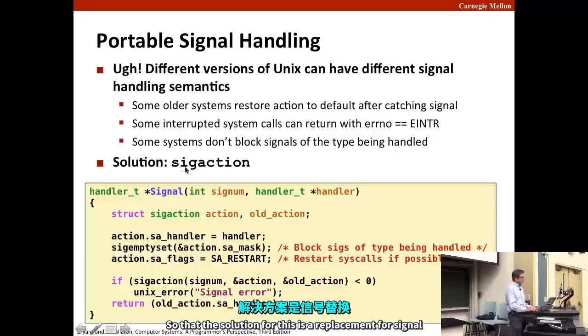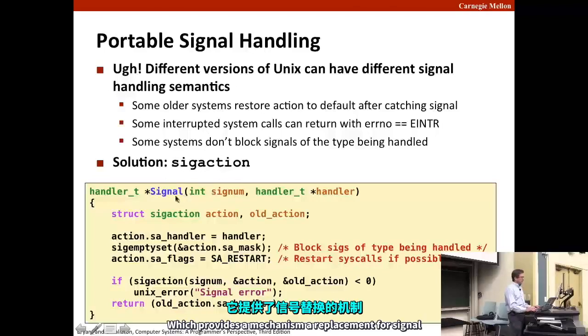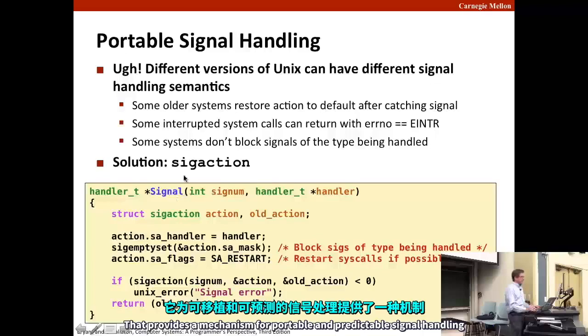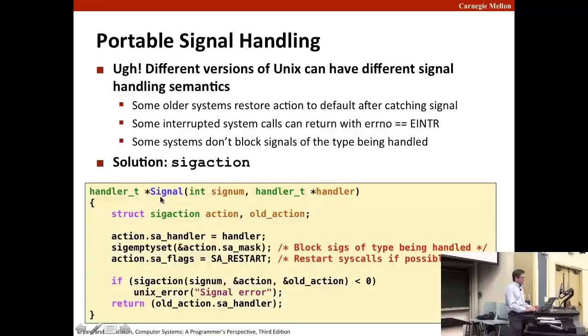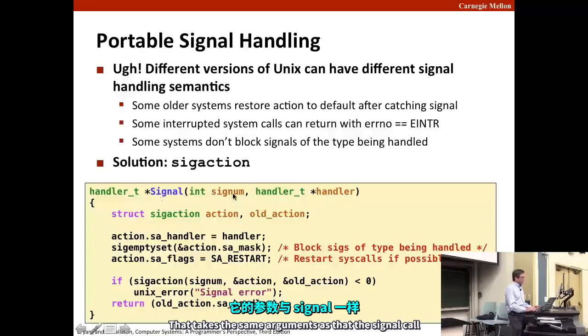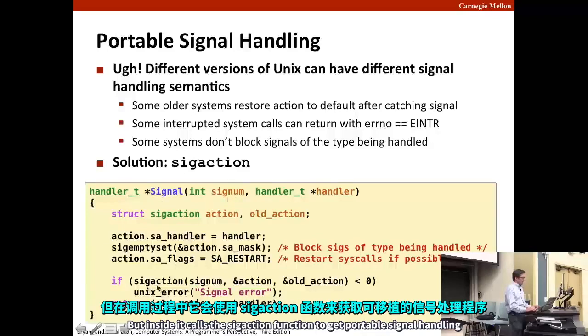So the solution is a replacement for signal. The problem is with this signal syscall, and the solution is a newer syscall called sigaction, which provides a mechanism for portable and predictable signal handling. And so what I've done is create a wrapper called uppercase Signal that takes the same arguments as the signal call, but inside it calls the sigaction function to get portable signal handling.